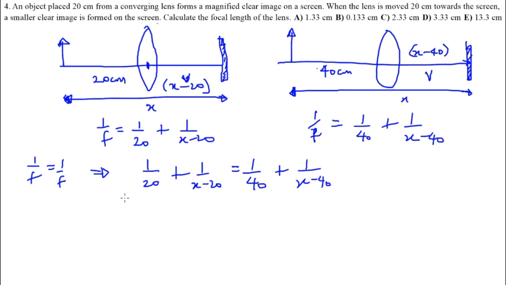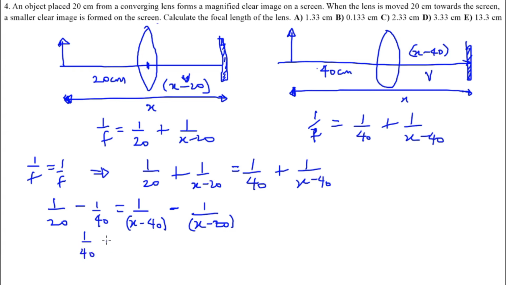So by collecting like terms, I can say that 1 over 20 minus 1 over 40 is supposed to be equal to 1 over x minus 40 minus 1 over x minus 20. So I can have this in brackets: 1 over 20 minus 1 over 40 is equal to 1 upon x minus 40 minus 1 over x minus 20.